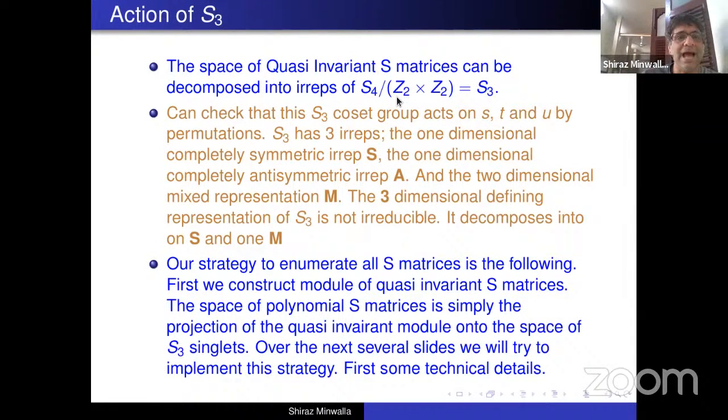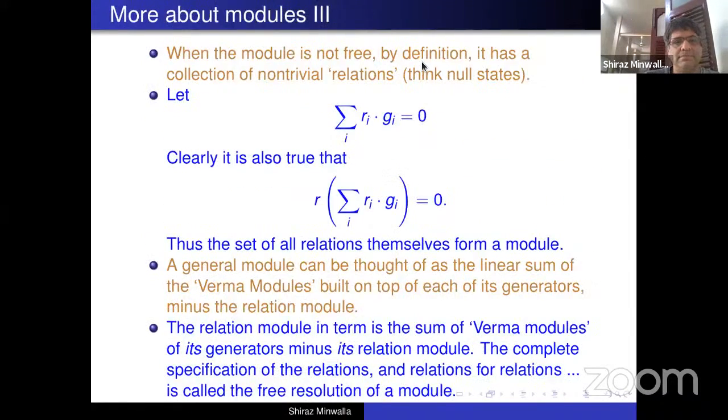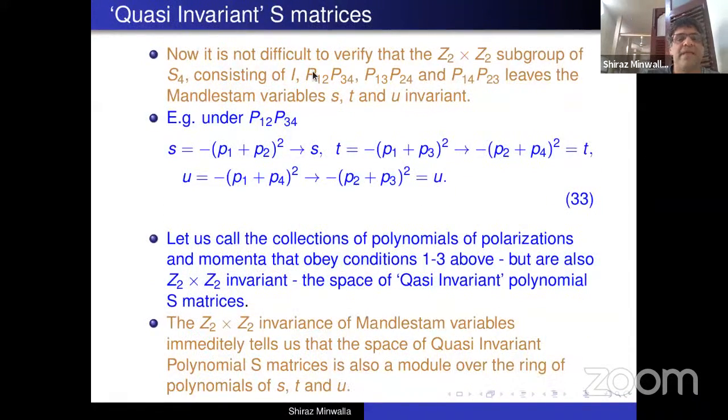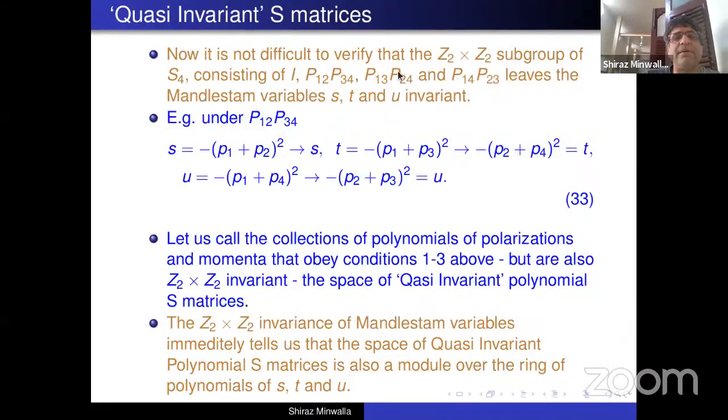Now, I missed a slide, sorry. So this is what I've said here. It's not difficult to verify that the Z2 times Z2 subgroup of the permutation group is special for scattering for the following reason. This subgroup leaves the variables S, T, and U unchanged, invariant.